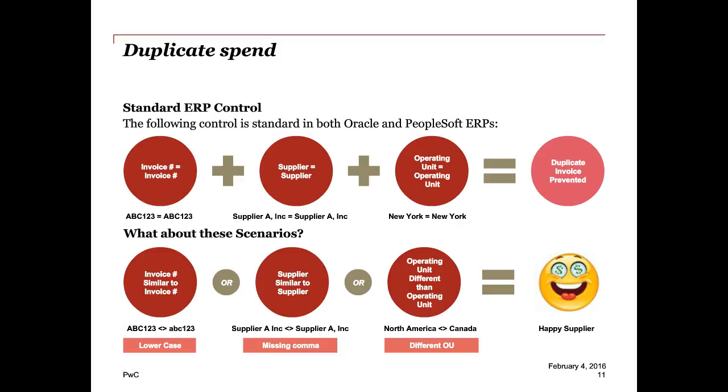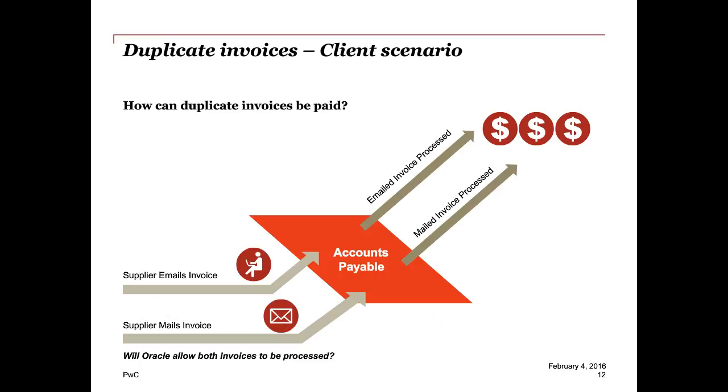The clerk may also enter the invoice into a different operating unit. So in this case, instead of posting it into North America, they posted it into the Canada operating unit. Well, all of a sudden, the invoice gets processed, the supplier gets paid twice. So we're going to talk a little bit more about how this happens in reality. How this happens is really quite simple.